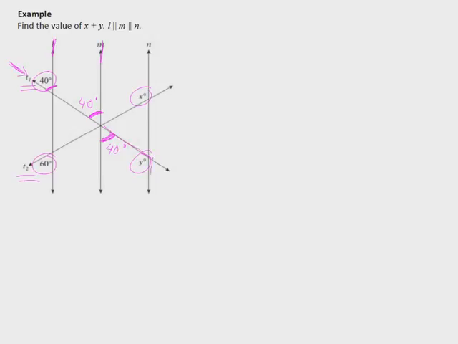Look at these two parallel lines, M and N, cut by transversal T1. So the 40 and the Y are same side interior angles. So 40 plus Y must equal 180. So Y is equal to 140 degrees. I found Y. Let me repeat it.